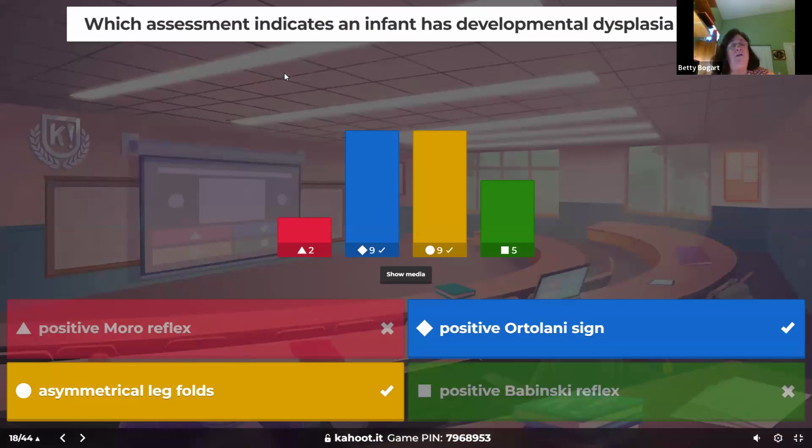The Moro reflex is at birth, that's the startle reflex. Babinski is the foot that we see, but has nothing to do with dysplasia. You're going to see those leg folds. They're different. One leg is shorter, and there's a positive Ortolani sign. You can hear that clicking in those hips. Something's wrong.